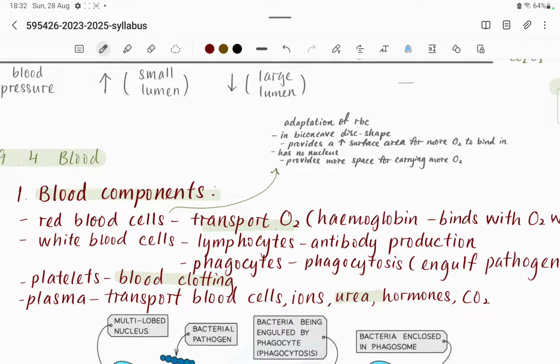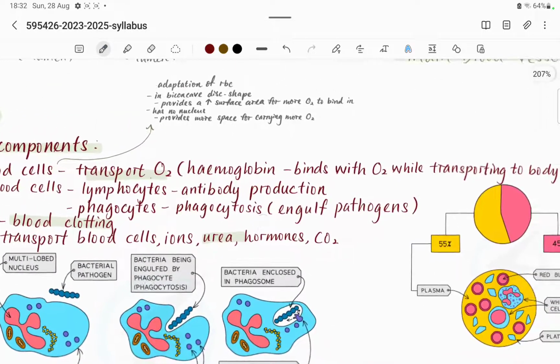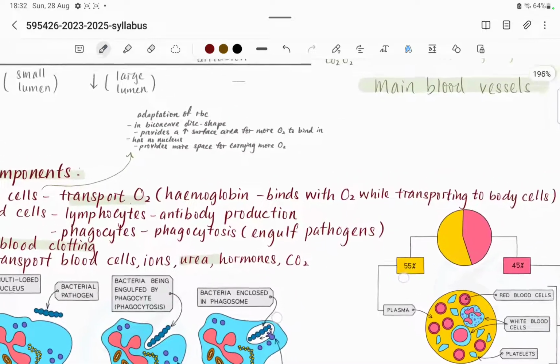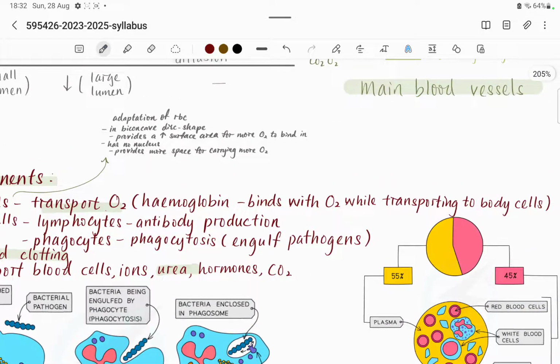So, biconcave disc shape is to provide larger surface for more oxygen to bind in. No nucleus is to provide more space for carrying oxygen. Okay. This one is when they ask you how the red blood cell transports oxygen. It is because the hemoglobin is there to bind with oxygen, and hemoglobin is in the red blood cell.